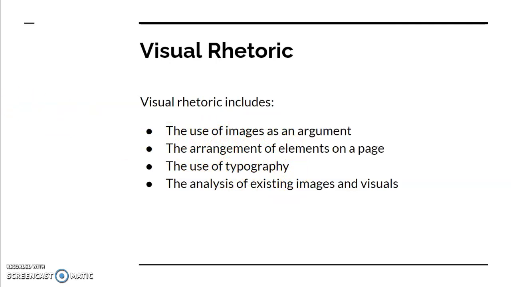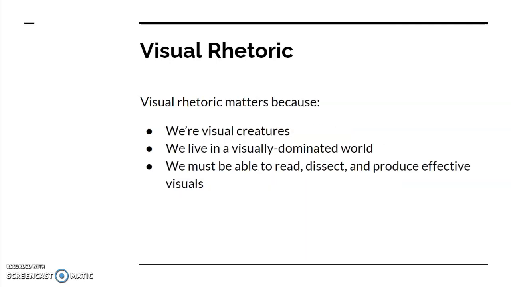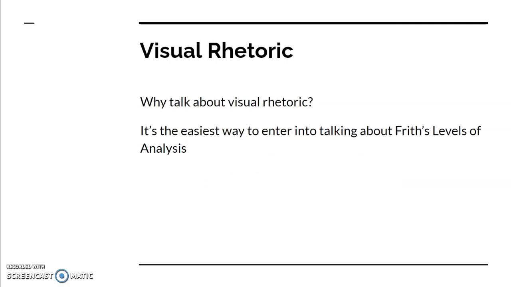So then the final piece is the analysis of existing images and visuals. In addition to what is out there, visual rhetoric is also analyzing what is out there. So again, we're talking about visual rhetoric because it's the easiest way to enter into talking about Frith's levels of analysis. We will be doing a little bit more visual analysis as we continue through the next couple of weeks because there is so much overlap between doing visual rhetoric and textual rhetoric.